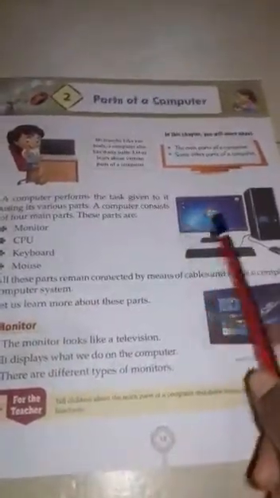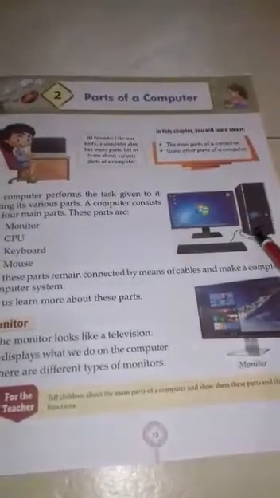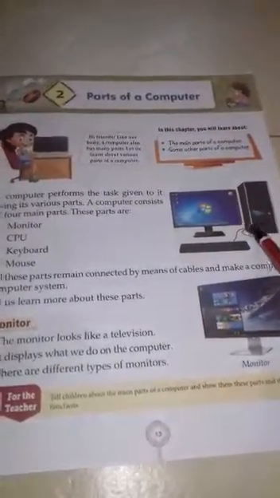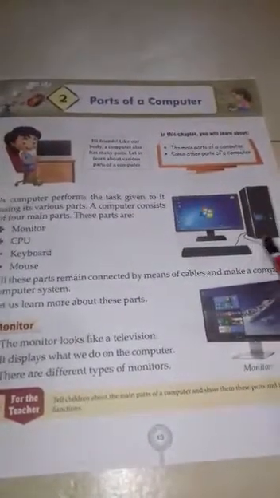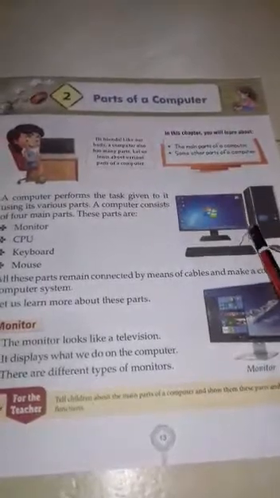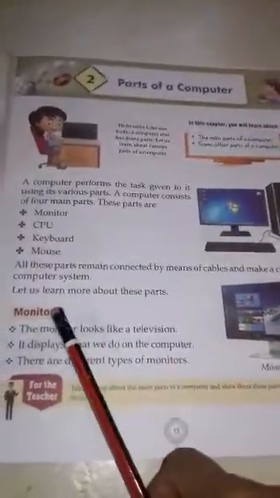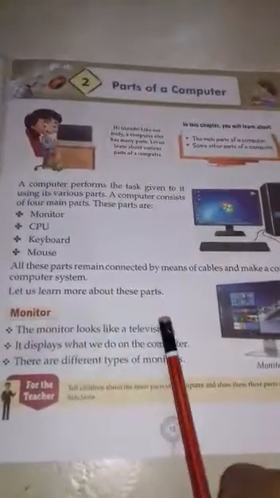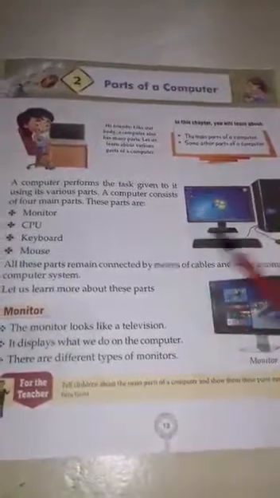Children, you can see here, these are all four main parts. Then they are connected with the cable. This is the cable. You can see here this black line. This is a cable or wire. They are connected with cables and make a computer system work. Let us learn more about these parts. So children, let us learn separately about these four main parts.